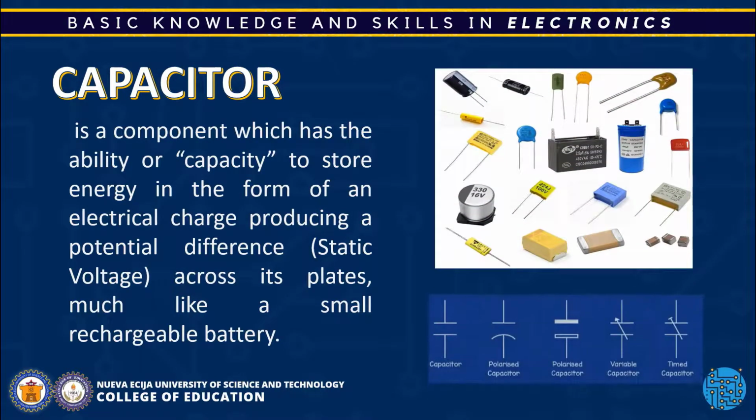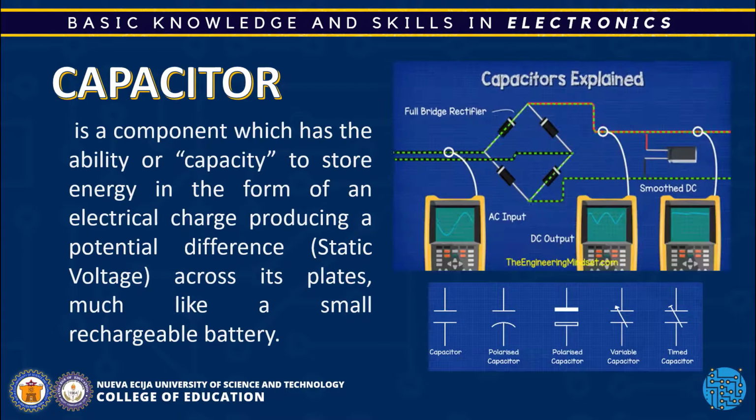Next is capacitor. It is a component which has the ability or capacity to store energy in the form of electrical charge, producing a potential difference or static voltage across its planes, much like a small rechargeable battery. One of the most common applications of capacitor is to smooth out peaks when converting AC to DC.